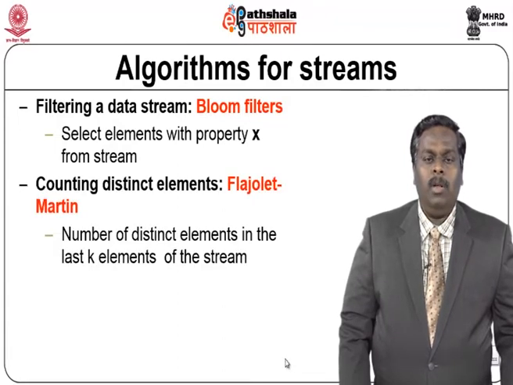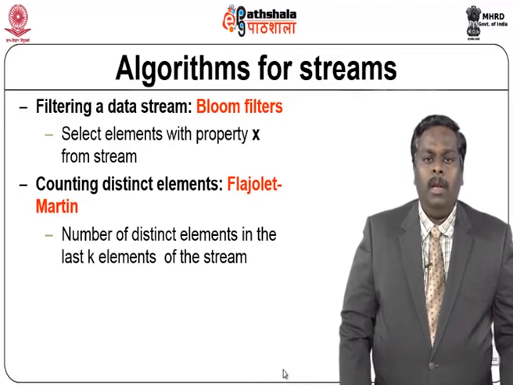The second type of algorithm that may be applied on a data stream is counting distinct elements, because given a data stream and the elements in that data stream, we may be in a position to identify what the unique elements are, how many times those unique elements have occurred, and how many unique items there are in the given data stream. To do this, we require counting of the distinct elements. One important algorithm widely used for counting distinct elements is the Flajolet-Martin algorithm.